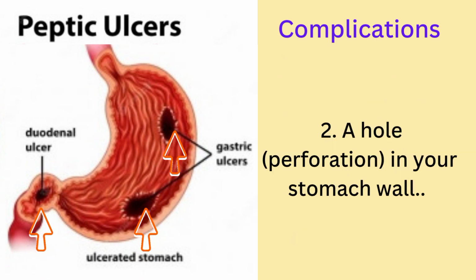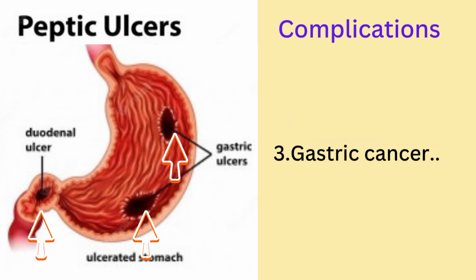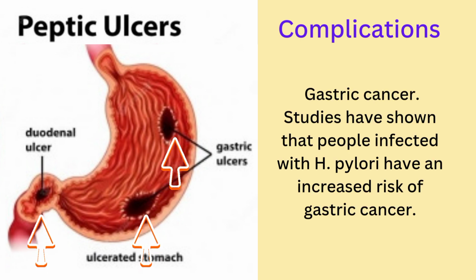Now the second complication is a hole, also known as perforation, in your stomach wall. Peptic ulcers can eat a hole through, or perforate, the wall of your stomach or small intestine, putting you at risk of serious infection of your abdominal cavity called peritonitis. Now the third complication is gastric cancer. Studies have shown that people infected with H. pylori have an increased risk of gastric cancer.